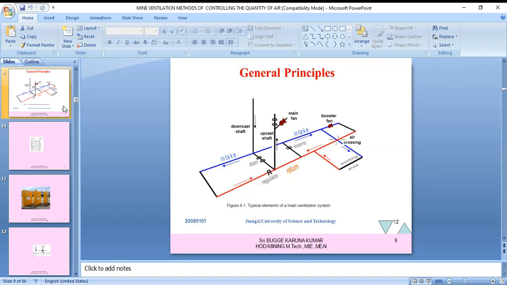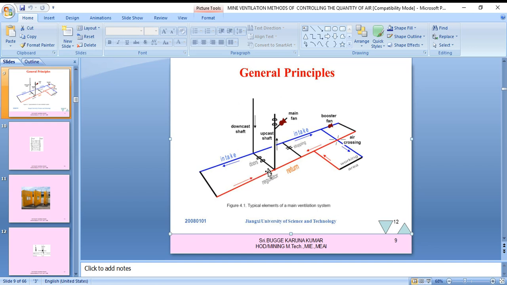Here is one simple example I'm showing of the general principle of the entire network of the mine. The air comes from the downcast shaft and splits two ways. This is one intake, and this is another intake. It goes to all the other areas, ventilating them. Similarly, this is also ventilating these working places and coming back, and the return airway is coming.